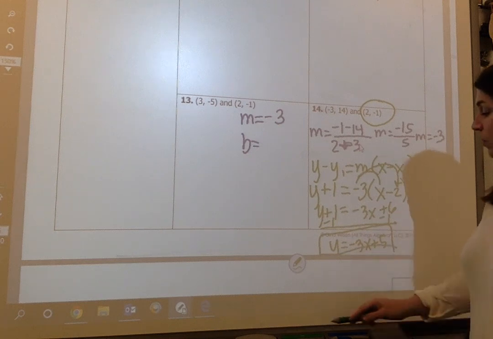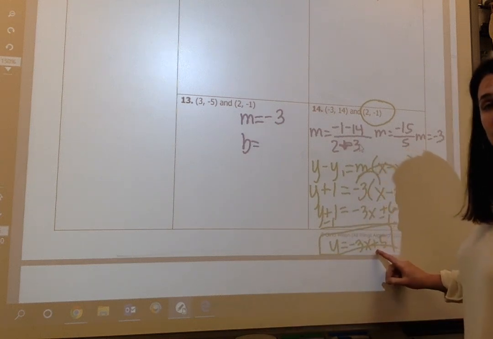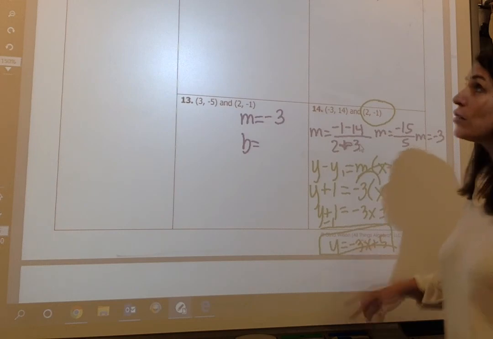So either way you do it is fine. Just make sure you get that slope-intercept form. If you have questions, come see me in tutoring.